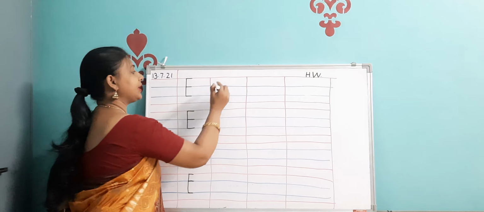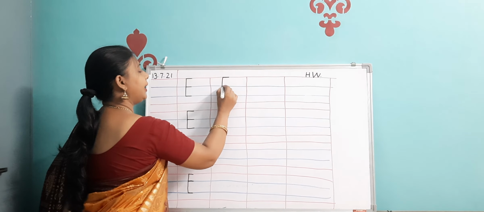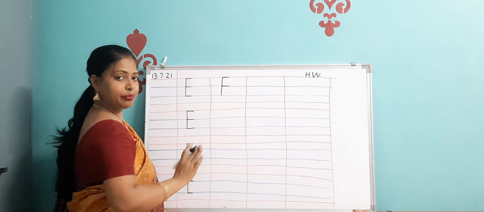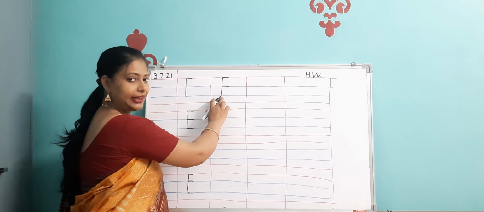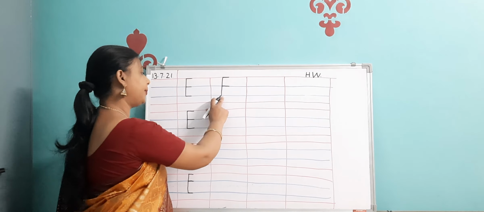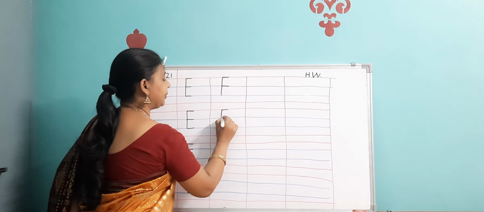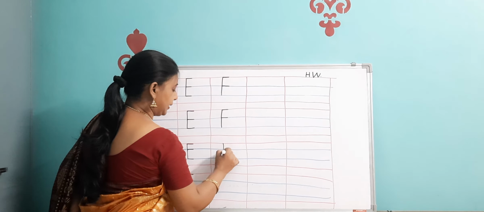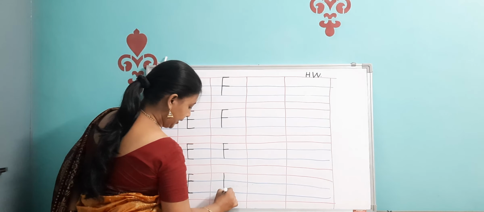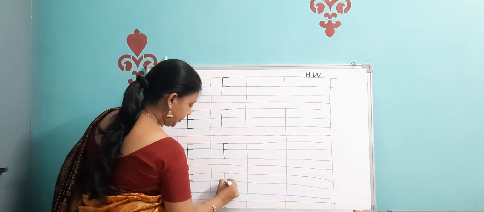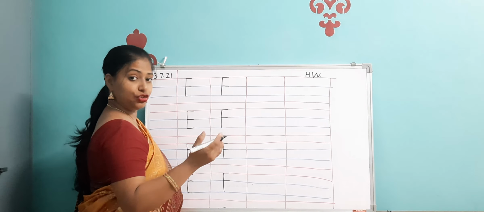Okay, after E comes F. Standing line, and in F there are only two sleeping lines. Okay, remember that. If you use one more sleeping line, it will become which alphabet? It will become E. So in F we use only two sleeping lines like this. Okay, standing line and two sleeping lines. Standing line and two sleeping lines. Okay, this is F.